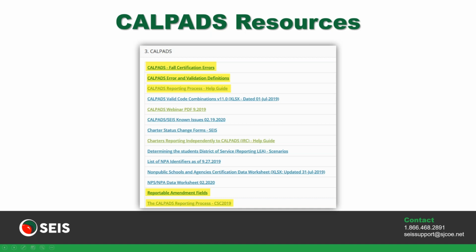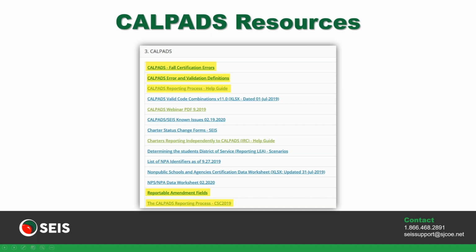So any CALPADS information that we have received, we upload to the Help Center. So in the Help Center, under Training Materials, we have a CALPADS section. And I've highlighted the most commonly viewed documents, as these are your certification errors, the CALPADS errors along with their definitions and their suggested resolutions.